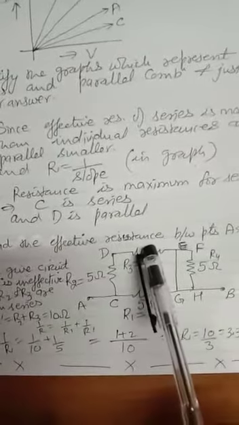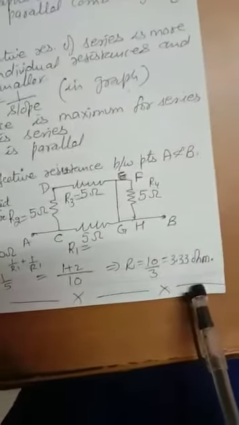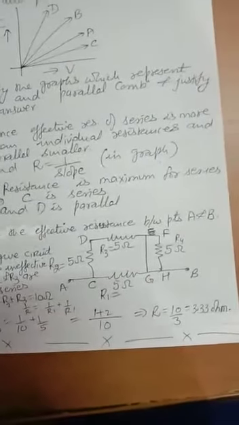So this 5 ohm and this 5 ohm are in series and their combination is in parallel to 5. So we get the value 1 upon 10 plus 1 upon 5. On solving, the net resistance is 3.33 ohm.